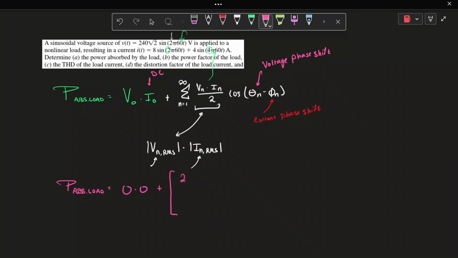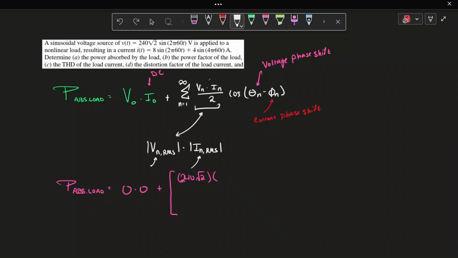So we have 240 square root 2 times the current I. Now you have to make sure the harmonics match. You have to make sure what's in here in your problem matches. If they do not match, you cannot multiply them. You cannot multiply this harmonic with this harmonic, because they don't match. They will not multiply together.